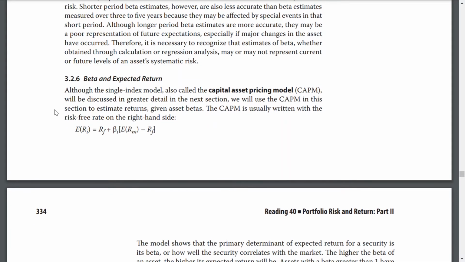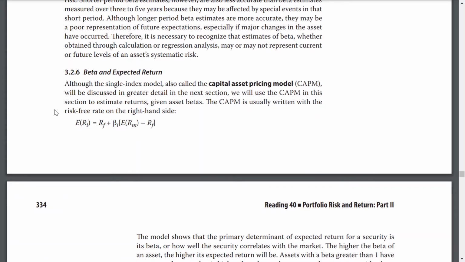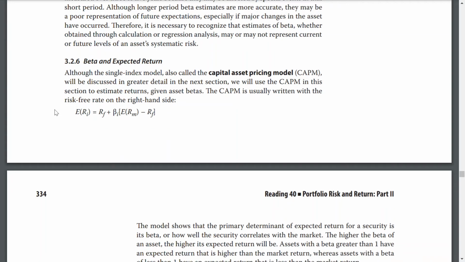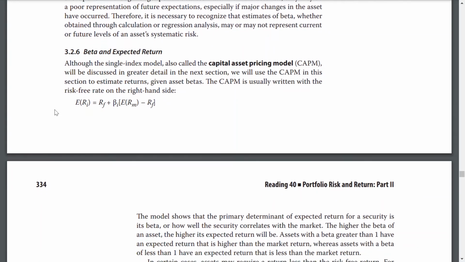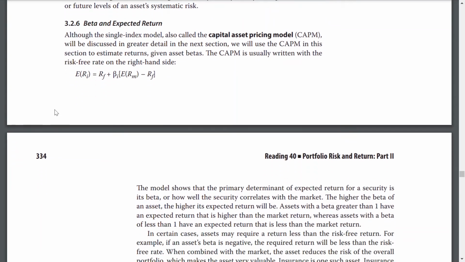especially if major changes in the asset have occurred. Therefore, it is important to recognize that estimates of beta, whether obtained through calculation or regression analysis, may or may not represent current or future levels of an asset's systematic risk.